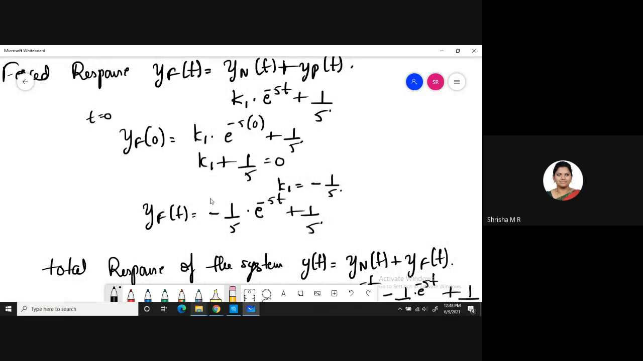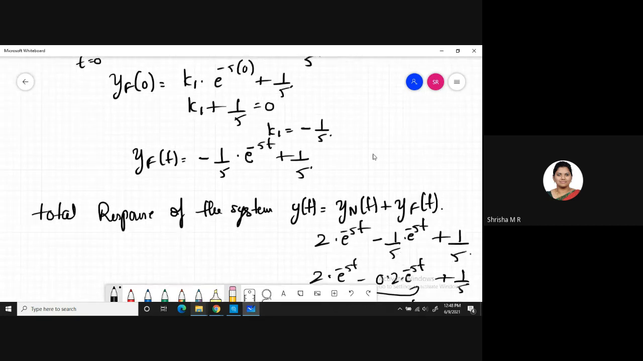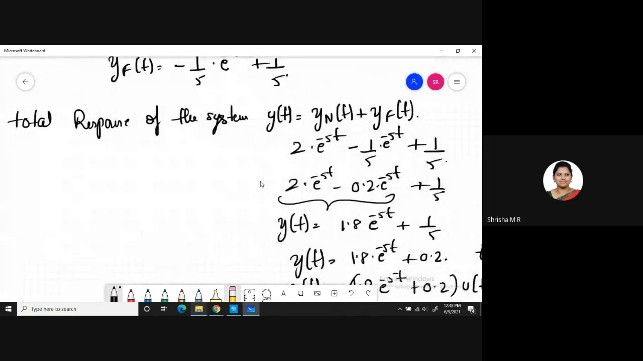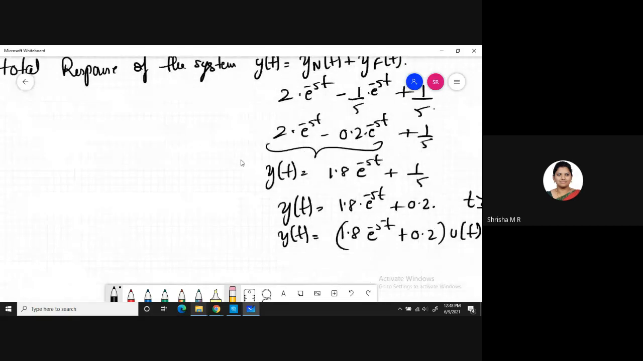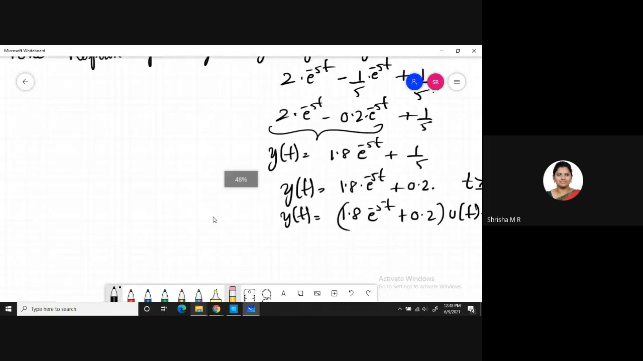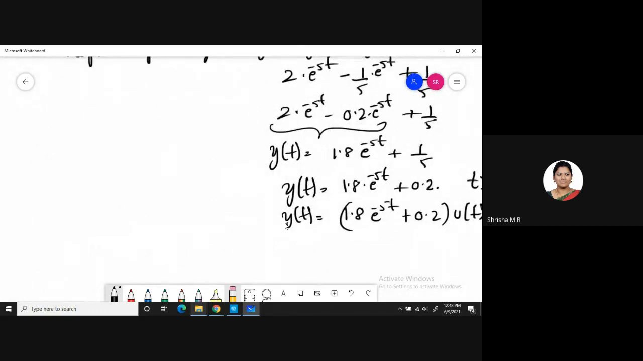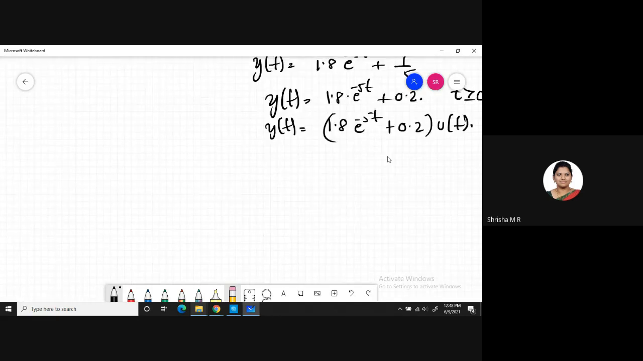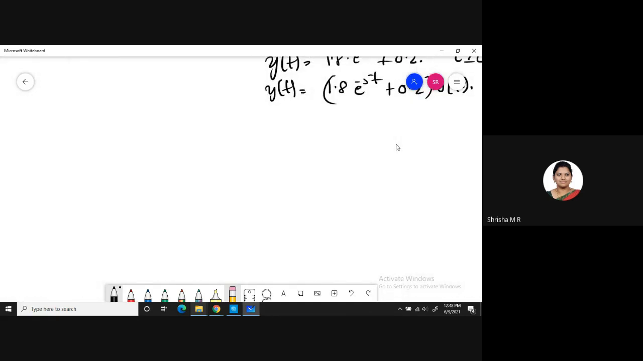So this forced response plus natural response is the total response of the system. We shall see a few more problems, and you will understand how to find the forced response by assuming zero initial conditions. Shall we take one more problem? Clear, everyone? These problems, if you practice, will be easy. It might seem somewhat difficult the first time, but with practice it will be easy. So take down one more problem.